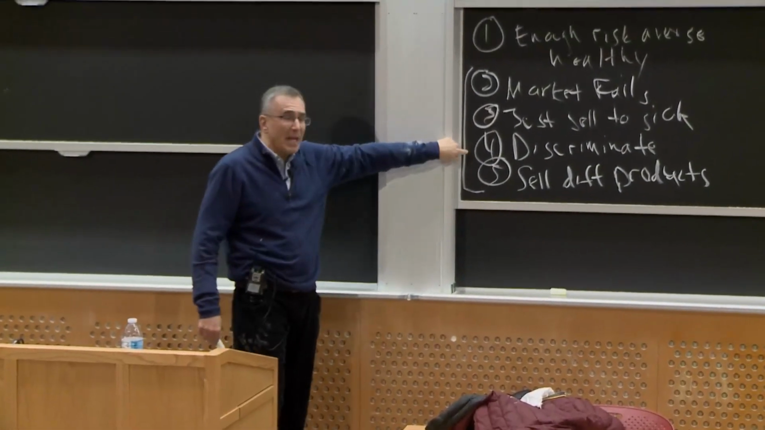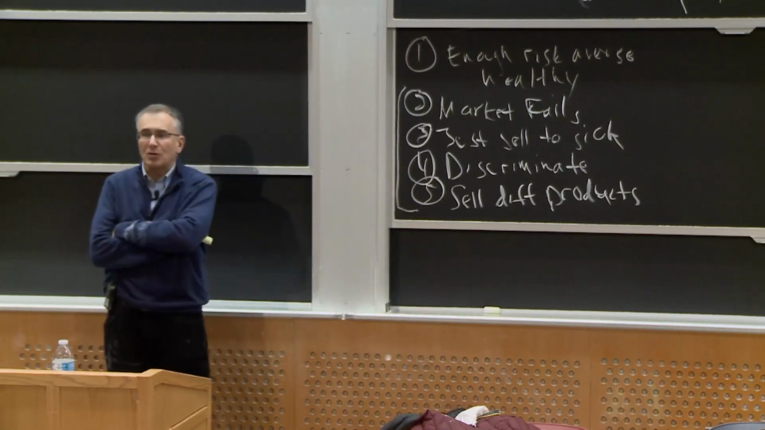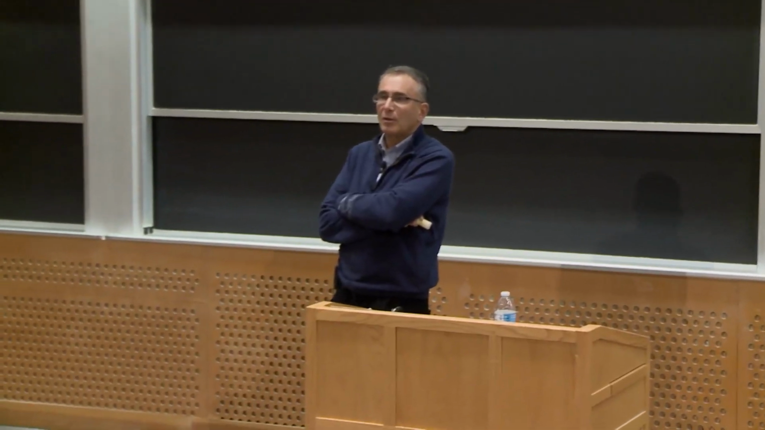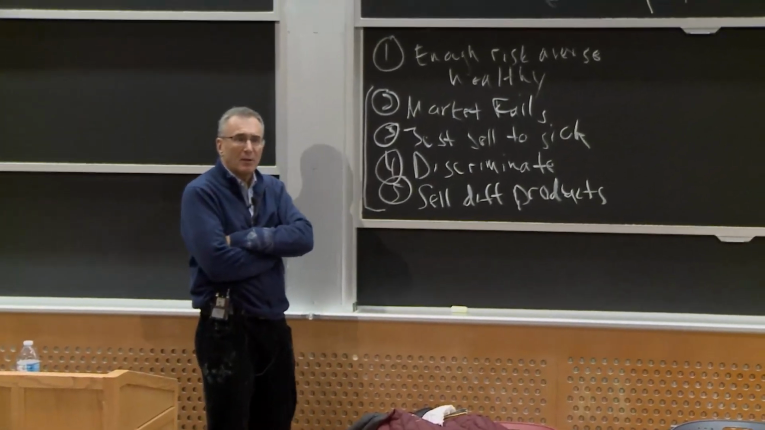Likewise, if I discriminate, that's a market failure. Because there's sick people who would happily pay me $5,200 for insurance. But I don't know who they are, so I can't sell to them at $5,200. Finally, even selling different products is still a market failure.